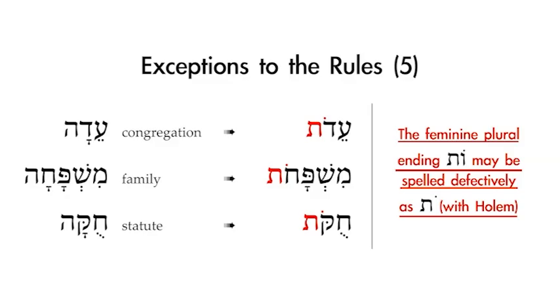In our examples, eithoth, the feminine plural for congregation, you can see that the feminine plural ending, which you would expect to be holem wow tau, is simply written as holem tau. Or mishpachoth, the feminine plural form of family, likewise, holem tau. Or chukoth, the feminine plural noun for statute, holem tau. This is the defective spelling of the feminine plural ending, and it's relatively common in the Hebrew Bible, so you will want to become familiar with the defective spelling of the feminine plural ending.